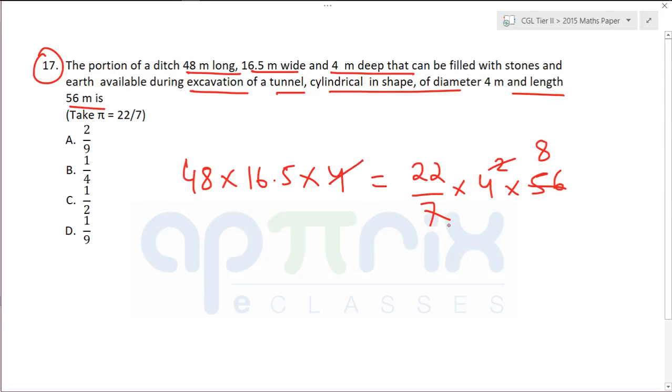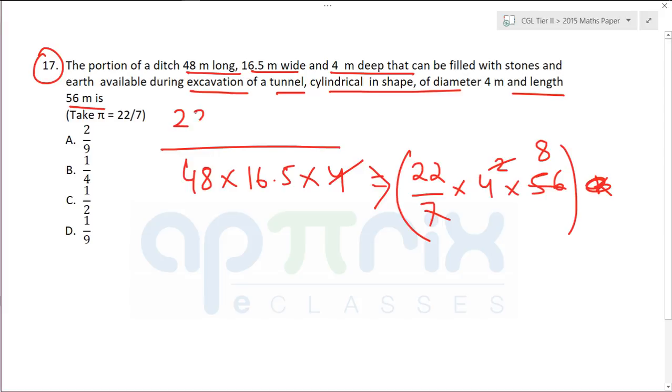Now what you have to find in this particular question, they are asking about the portion, right? So if they are asking us about the portion, it is not going to be equal, it is going to be this times k, right? And essentially, sorry, this ratio you have to find out. You have to find out this ratio.